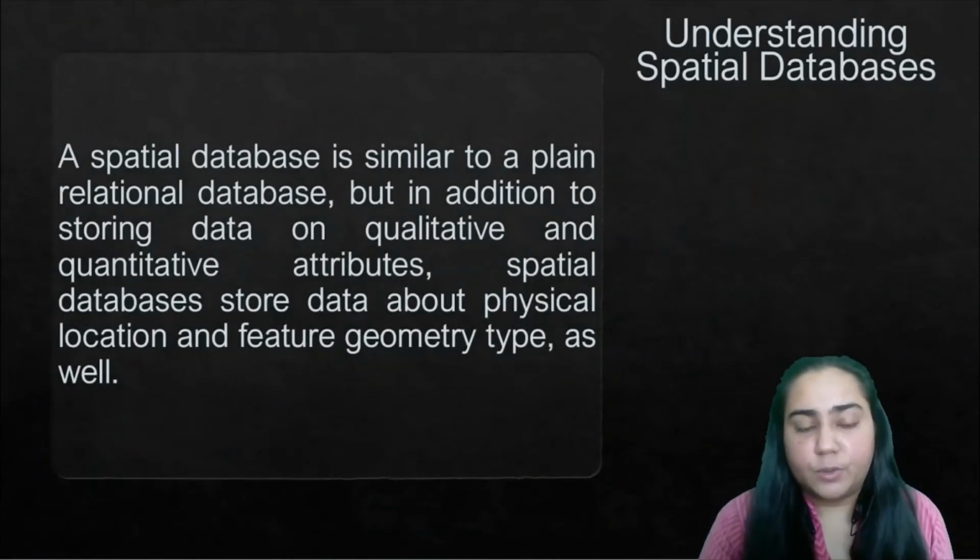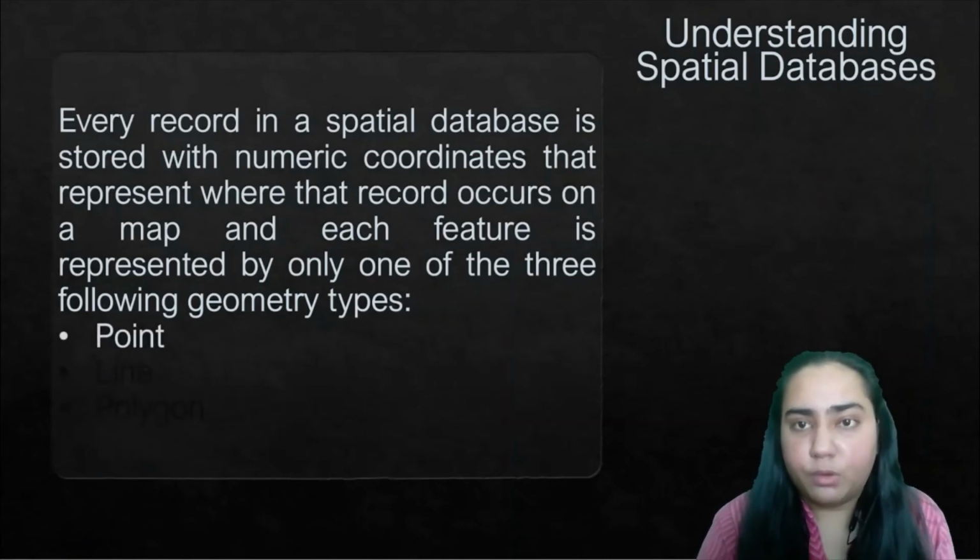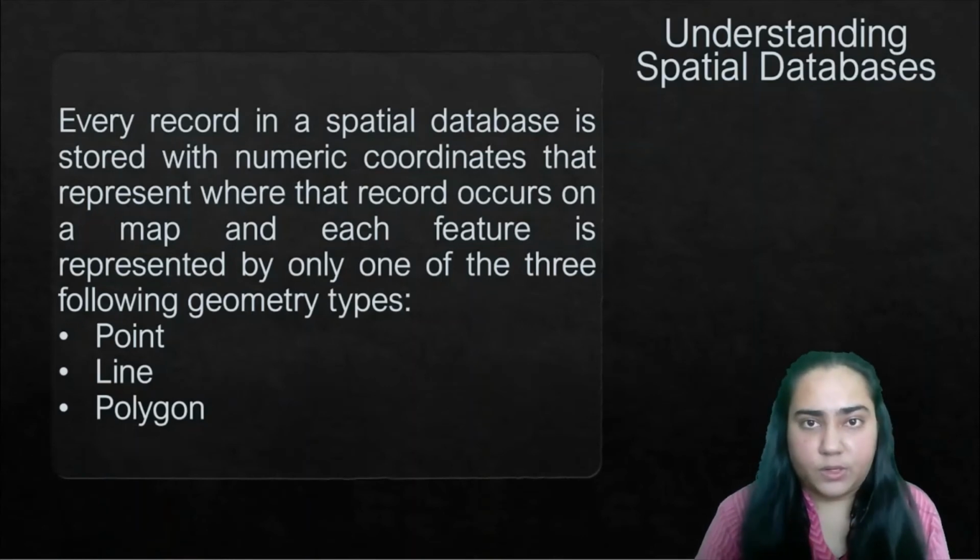A spatial database is similar to a plain relational database, but in addition to storing data on qualitative and quantitative attributes, spatial databases store data about physical location and feature geometric type as well. So it's not just about qualitative, quantitative attributes, as you see in a relational database. Spatial databases also talk about physical location and the geometry type of your features. Every record in a spatial database is stored with numeric coordinates, which is the location. It represents where that record occurs on a map, because only if you have that can you plot it on a map. And it also contains one of the three geometry types. These geometry types are point, line, and polygon, as we saw earlier, so that's quite clear.